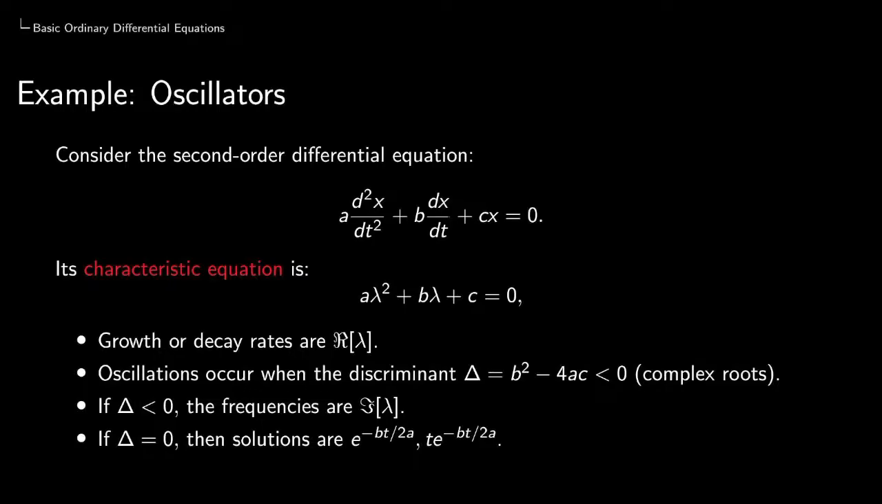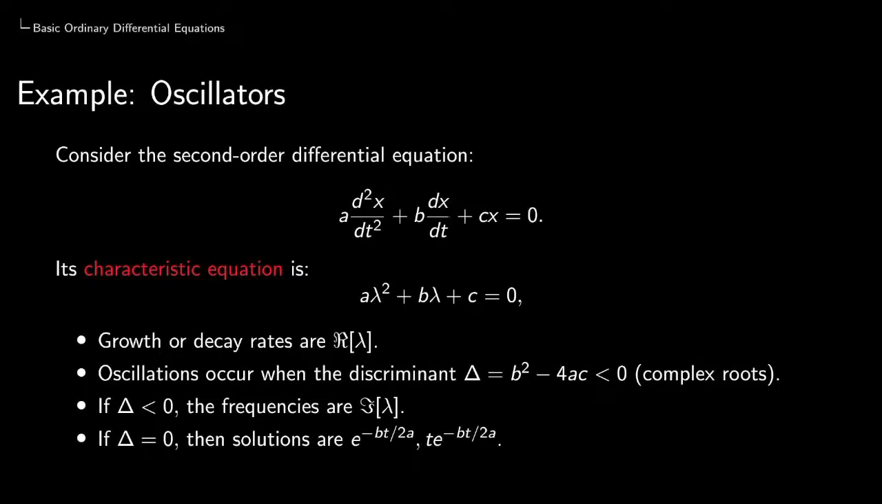If the discriminant is equal to 0, that means that b squared minus 4ac is equal to 0. We'll be left with solutions of the form e to the negative bt over 2a and t e to the negative bt over 2a. That comes from that first term in the quadratic formula, negative b over 2a. The remaining terms have canceled out.